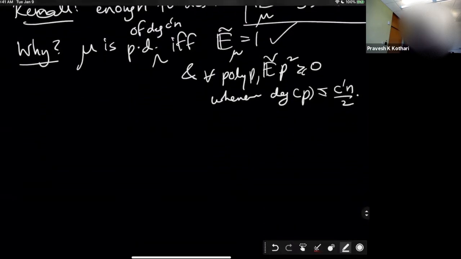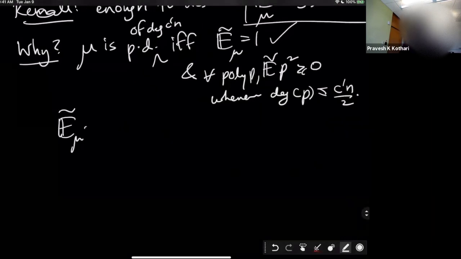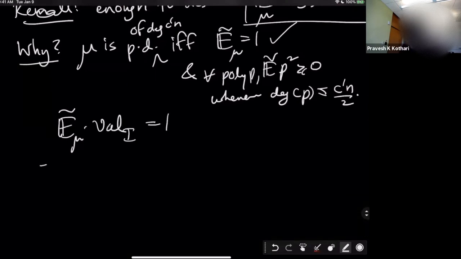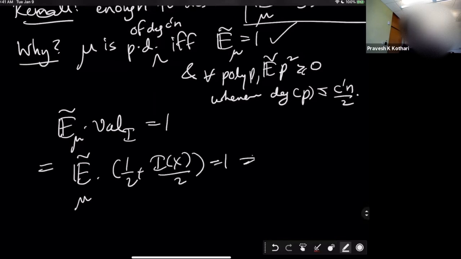Of course, here we don't just want to construct any pseudo distribution. We also have to satisfy that E twiddle mu of val I is 1. Actually, this is the same as saying that E twiddle mu of half plus this polynomial I x over 2 is 1, which is if and only if E twiddle mu of I x is 1. Good. So I have to give values to all possible monomials to describe this object. Let's try to give values to every monomial one by one.